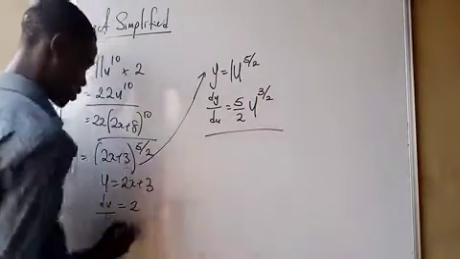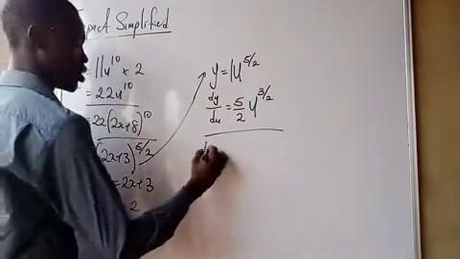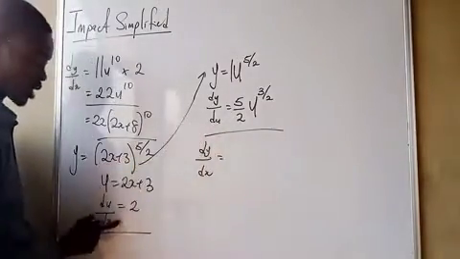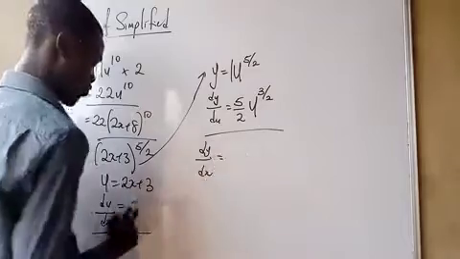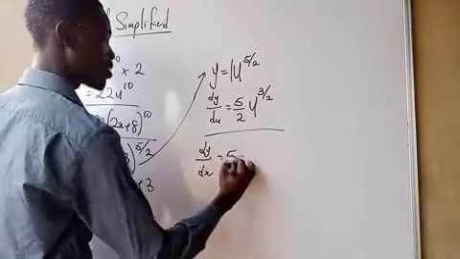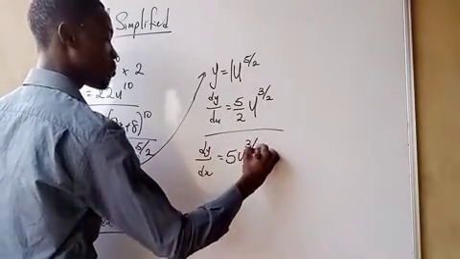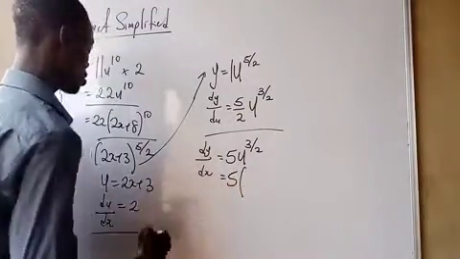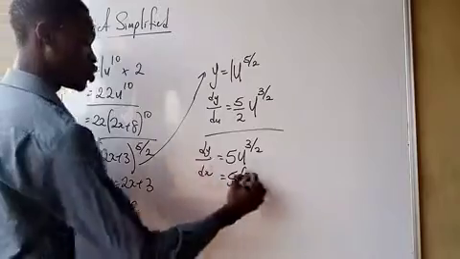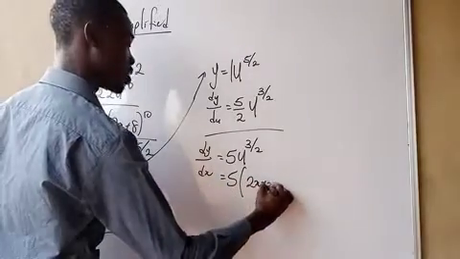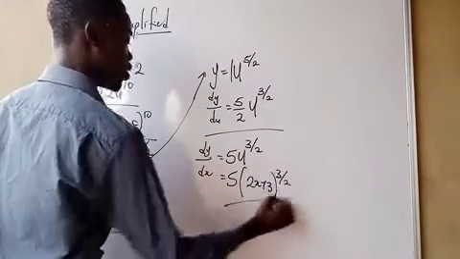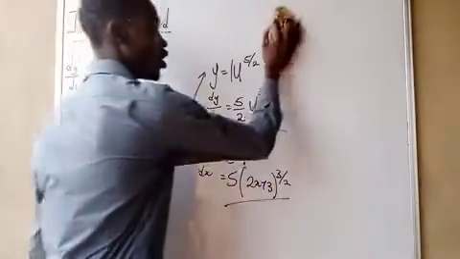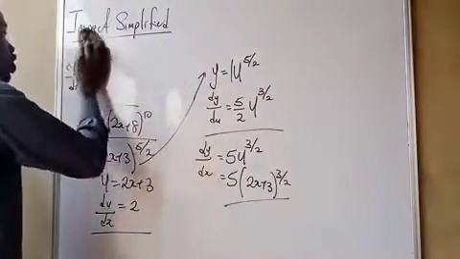And then you multiply the two functions together. So what is your dy/dx? That will give us dy/du times du/dx. If you multiply this and this, we have 5u to the power of 3/2. Are we having u in the question? No. What is your u? Your u is 2x plus 3, to the power of 3/2. And that is the basis of function of a function, or the chain rule.